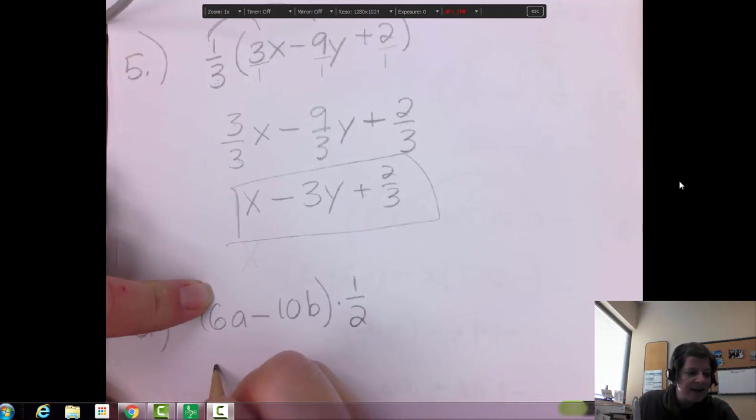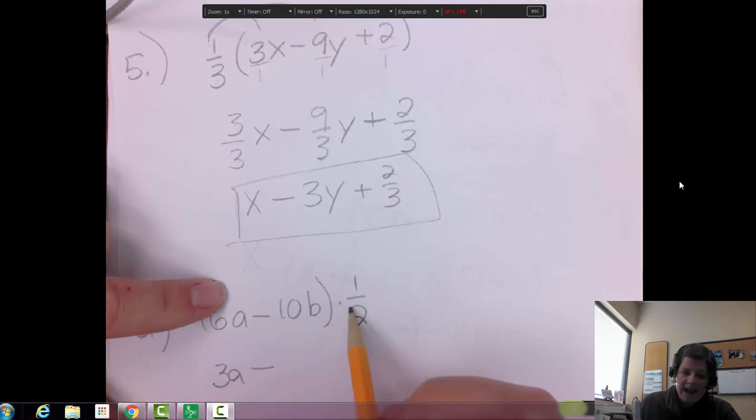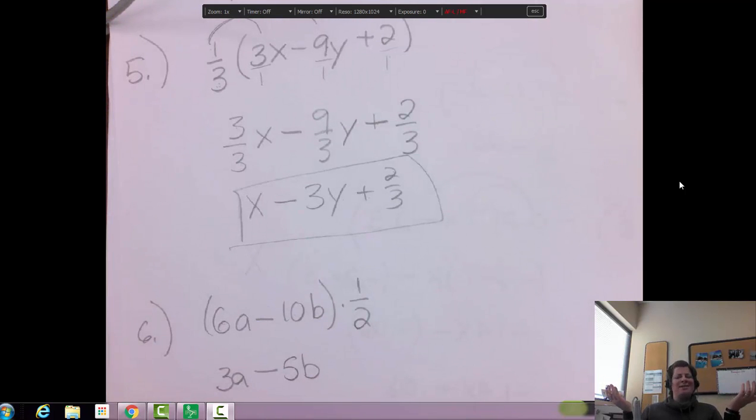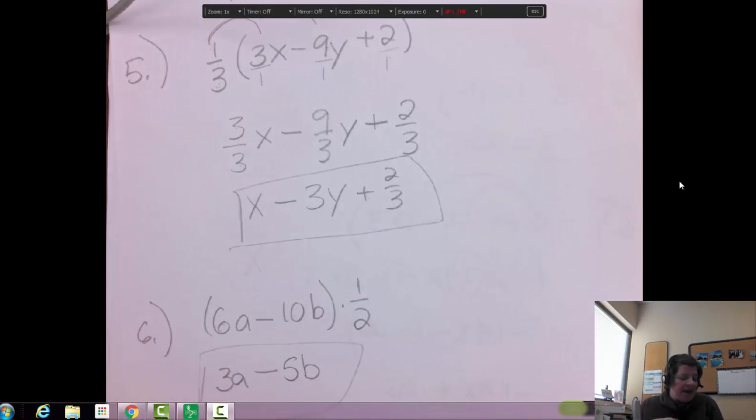So this becomes 3a and minus 1/2 times 10b is going to give me 5b. And if you needed to put those over 1 and times across and reduce, you can. But 1/2 times something is half of it. You're taking half of it. So I just took half of both of my numbers. And that's my answer. It has an a and a b, so I can't combine them. And I just put them in as we see them there.